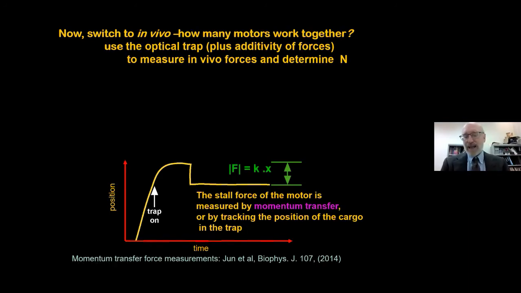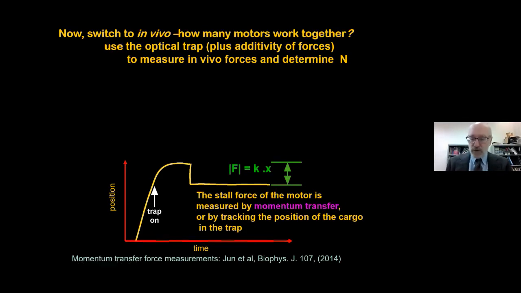And you can do that either by having determined the spring constant of the optical trap in vivo and measuring things that way, or a newer approach that we prefer is to measure the change in momentum of the scattered laser beam. And so then you can figure out the amount of force that the laser beam has exerted by the change in momentum. And that's described in this paper by Young-Gun Jun et al. in Biophysical Journal in 2014, which is again available on my website, should anyone be interested.